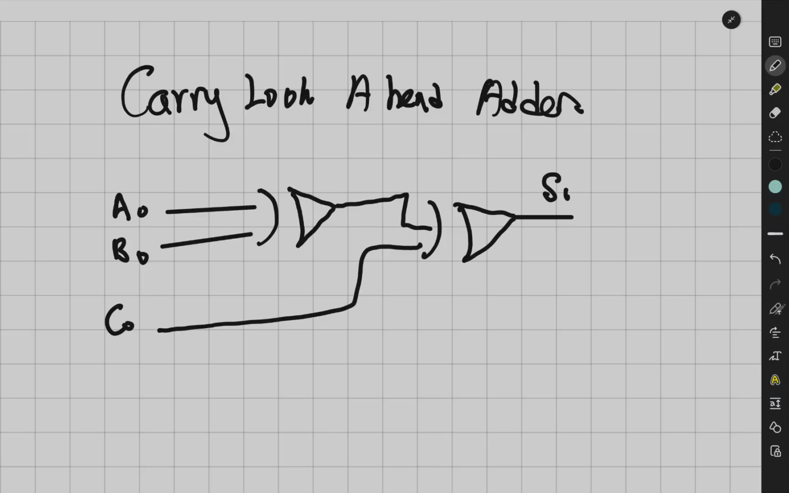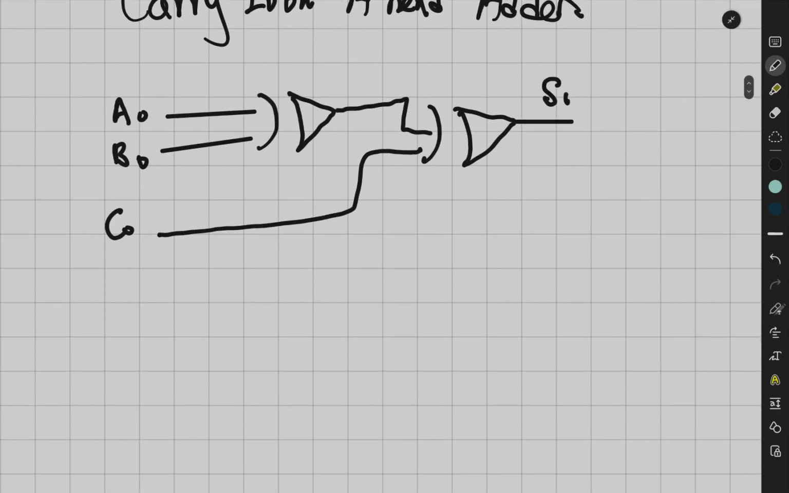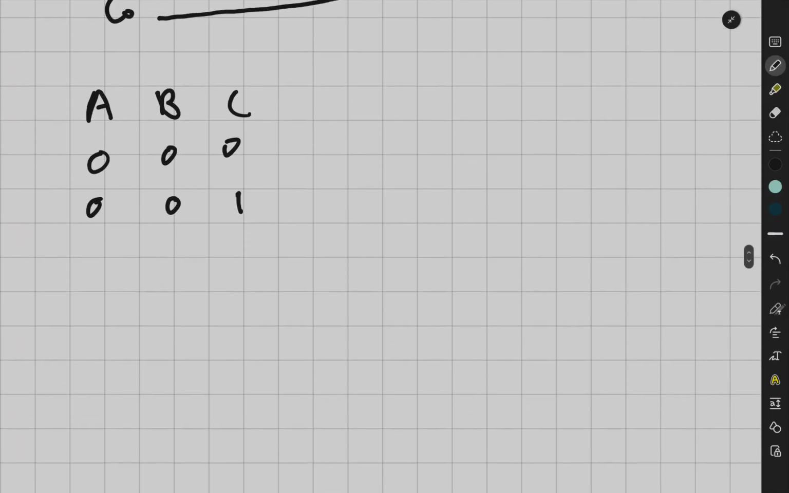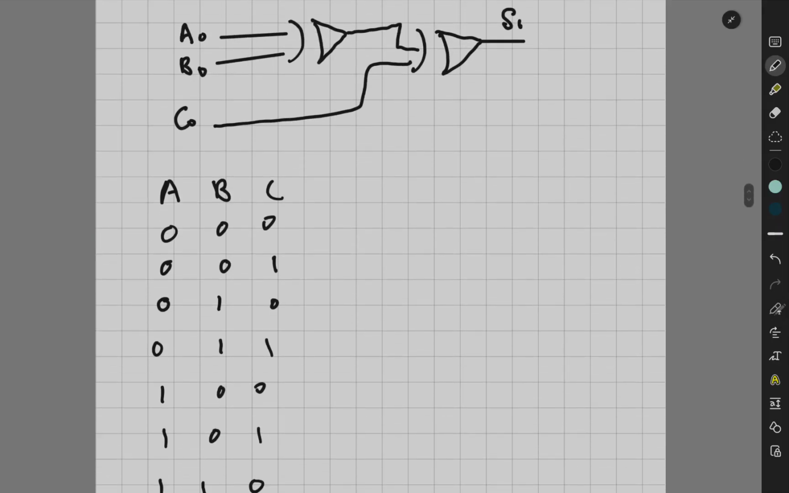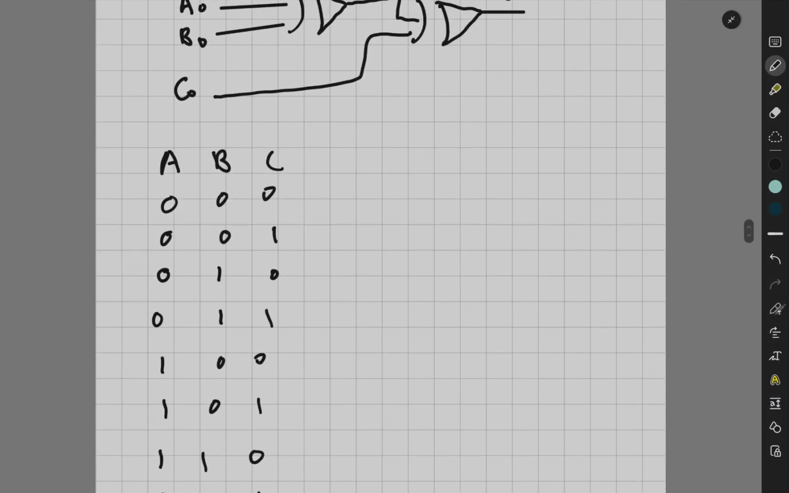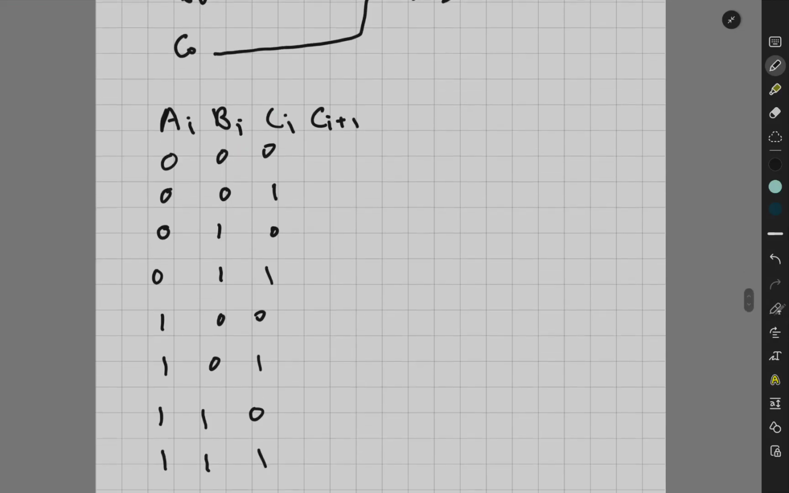So this is the carry. The carry determines whether we want to make it 1 or 0. We know that for ABC we have a truth table: 0 0 0, 0 0 1, so we construct the table first. Truth table 1 0 1 1 1. We want to find Ci plus 1. So how do we find Ci plus 1?